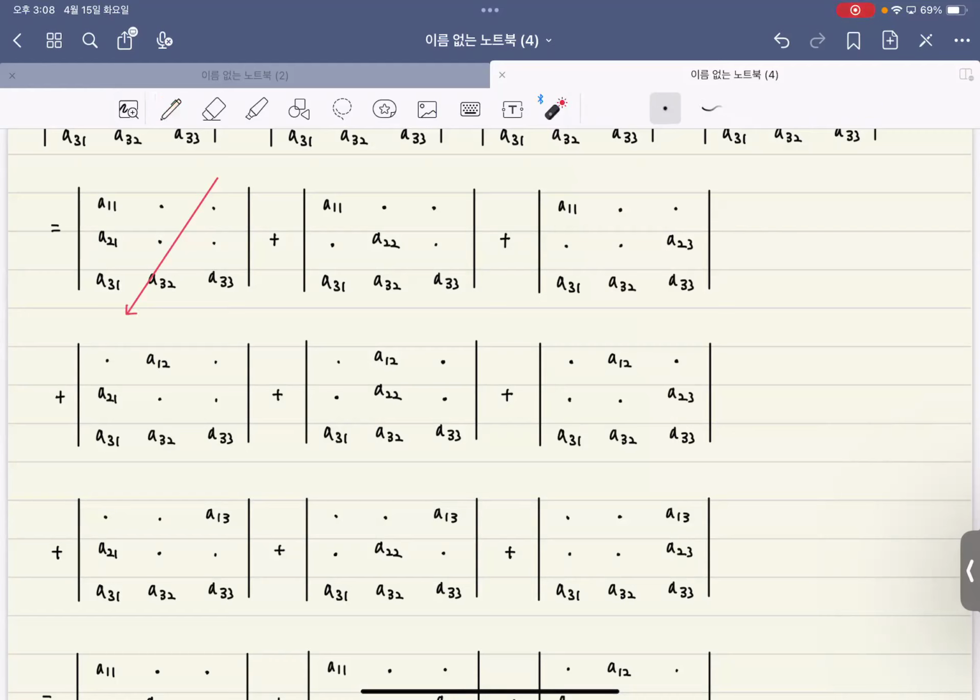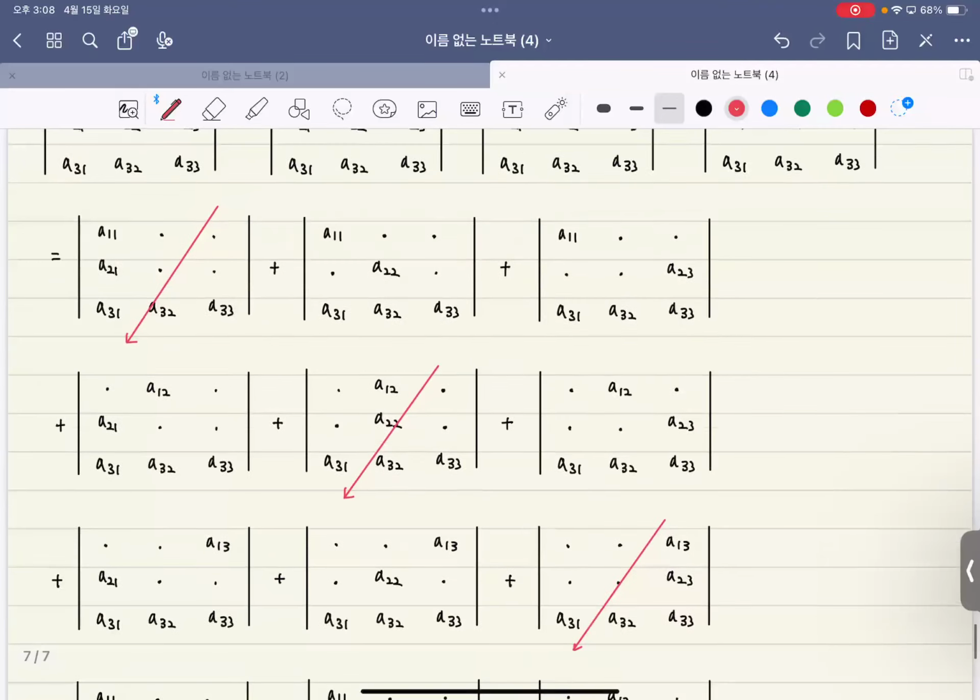And because of the same logic, this is actually a scalar multiple of 1, 0, 1, 0, 0, 1, 0, and the last row. Therefore, this guy also must be 0. And this guy also equals 0. Okay. All right. So now we only have the 6 terms, the 6 determinants.